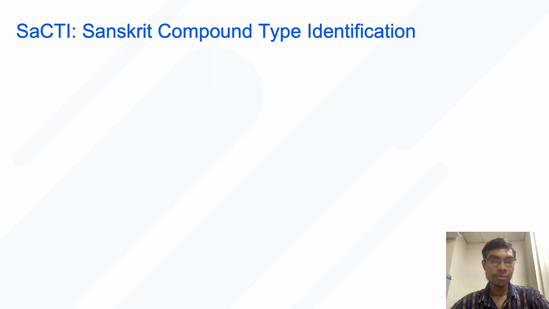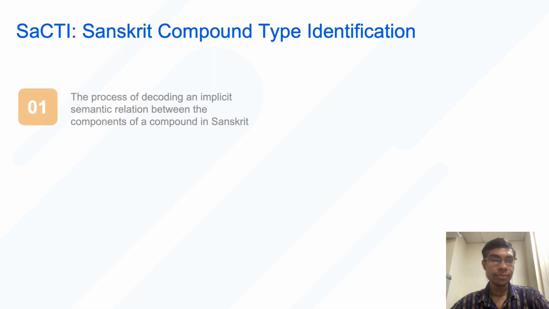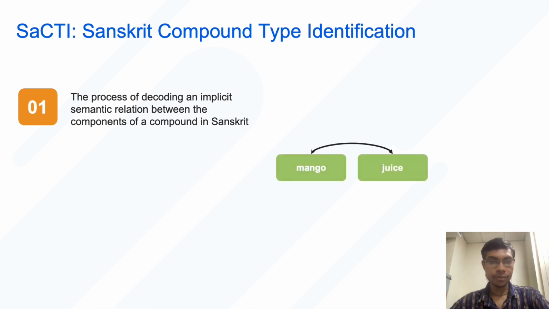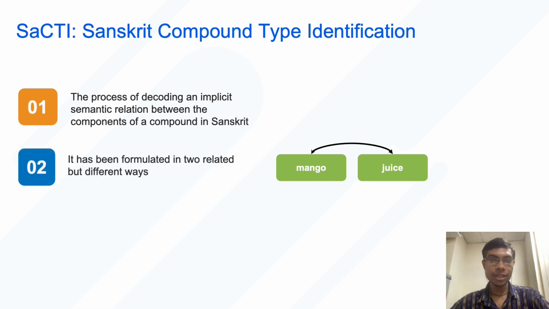What is the Sanskrit compound type identification task? It is the process of decoding an implicit semantic relation between the components of a compound in Sanskrit. For example, mango and juice. These are the two components of the compound word mango juice, and the task is to identify the relation between these two components. So it has been formulated in related but different ways.